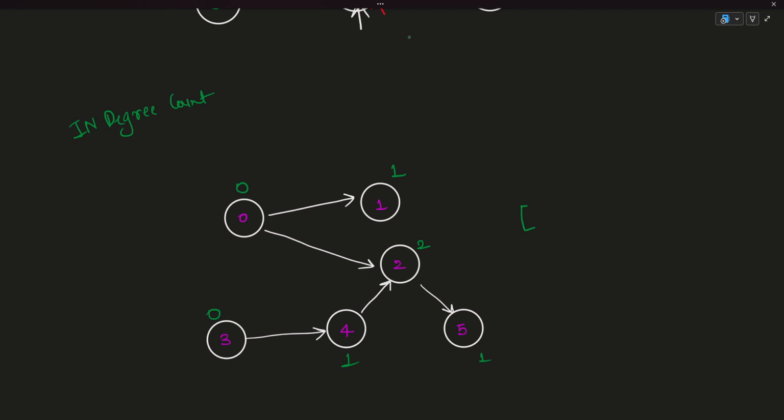Now as we saw above, the final answer of this question is 0 and 3 only. So if a vertex has an in degree count equal to 0, we will include that vertex in our final set. So that's the intuition, or the approach, for this question.